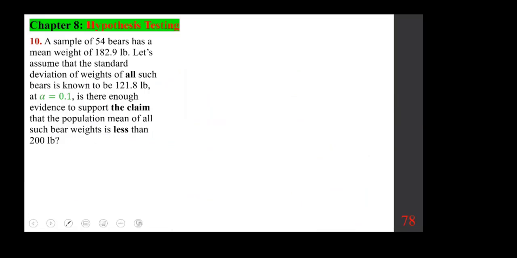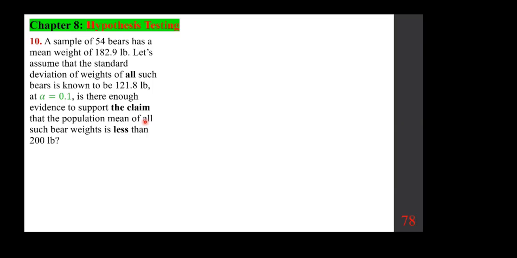A sample of 54 bears has a mean weight of 182.9 pounds. Let's assume that the standard deviation of weights of all such bears is known to be 121.8 pounds at a significance level of 0.1. Is there enough evidence to support the claim that the population mean of all such bear weights is less than 200 pounds? Again, we are dealing with word problems.